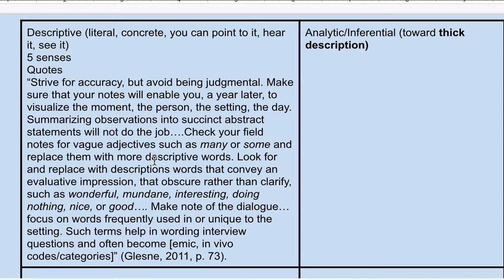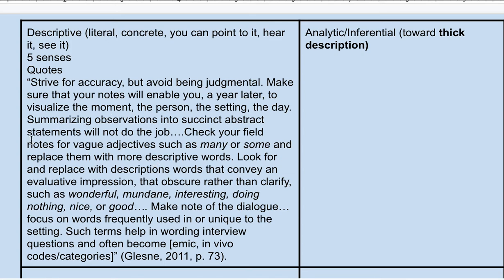Make note of the dialogue. Focus on words that are used a lot or that are only used in this setting, like special words for that setting. And those words can help you with forming interview questions. They also can turn into emic or in vivo codes and categories. So that's the left-hand column, just like, what do you see?